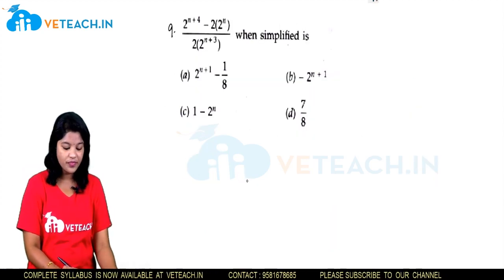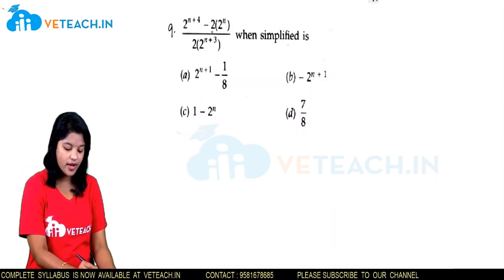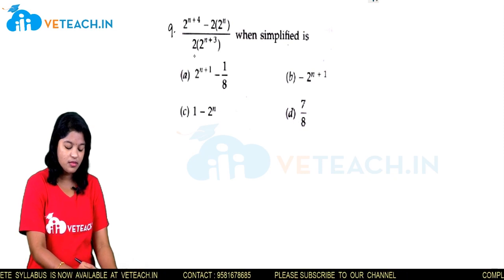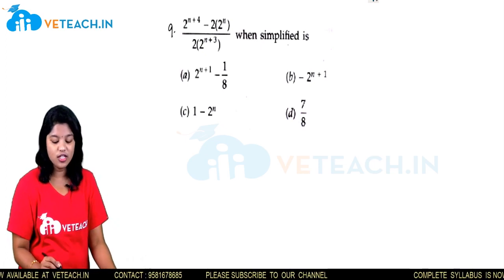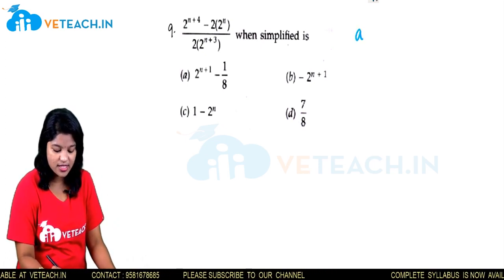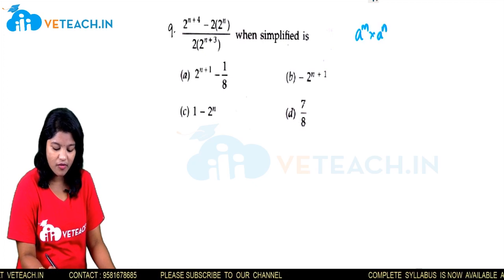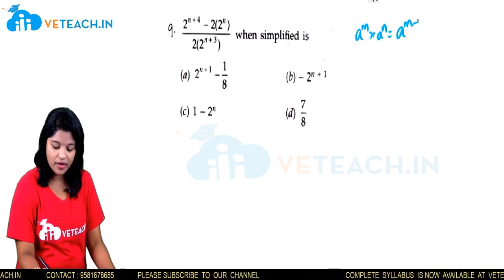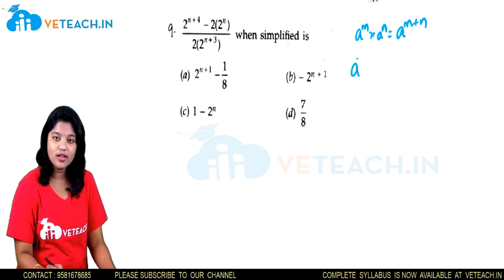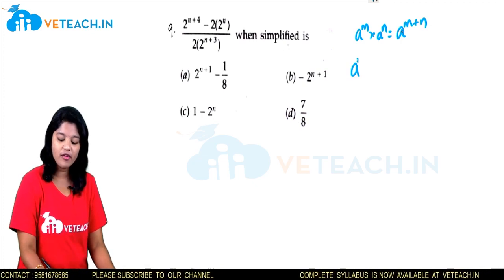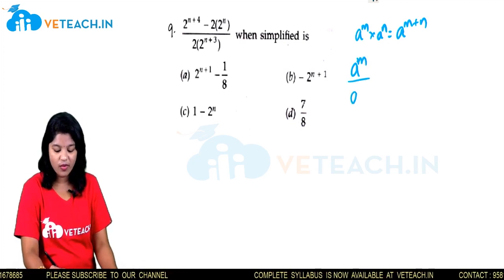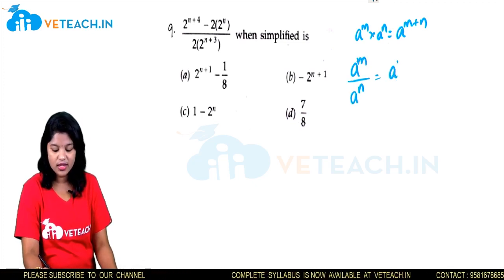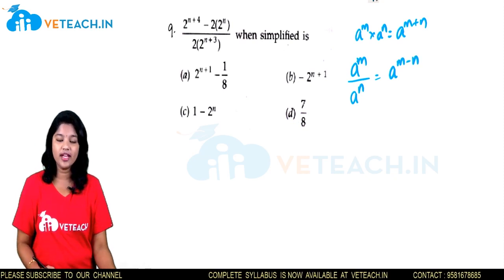See the next problem. 2 power n plus 4 minus 2 into 2 power n, divided by 2 into 2 power n plus 3. So simply to solve this, we need to know two formulas, that is a power m into a power n is equal to a power m plus n and vice versa, that is a power m plus n is equal to a power m into a power n, and a power m divided by a power n is equal to a power m minus n.